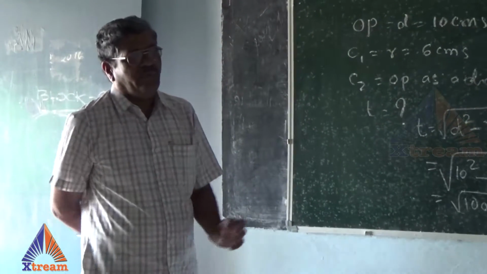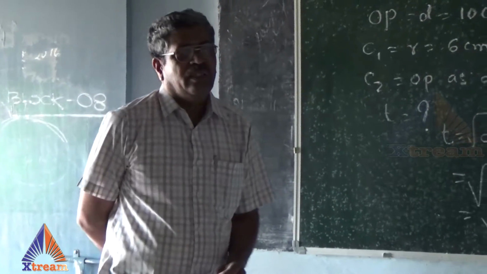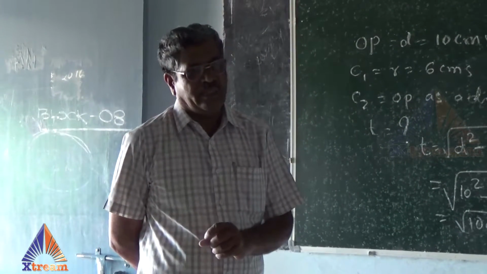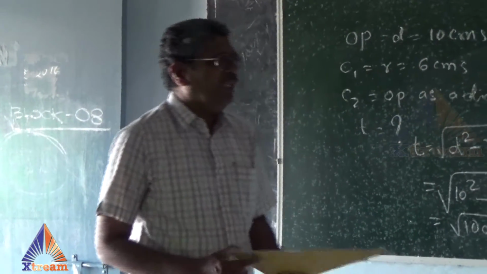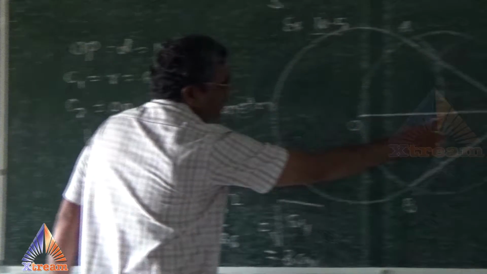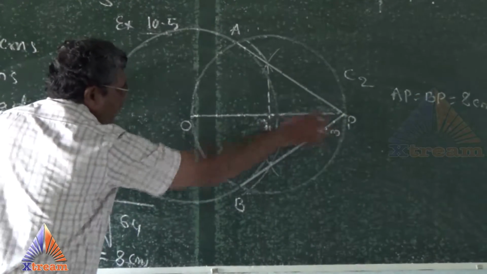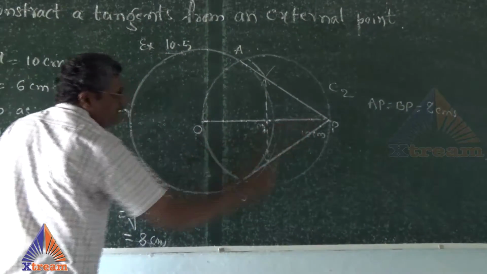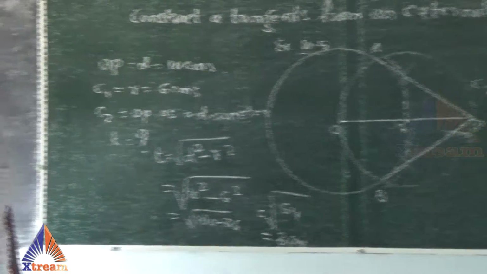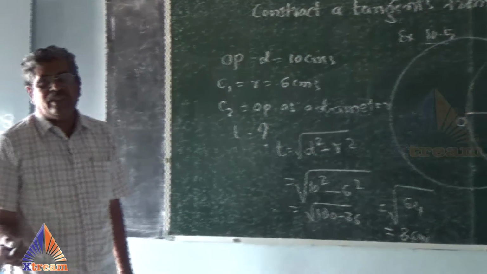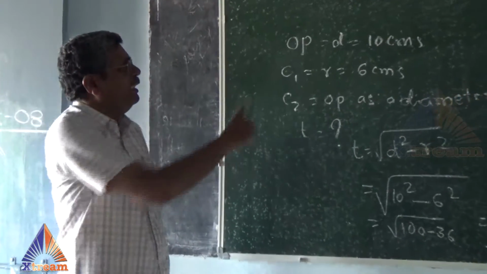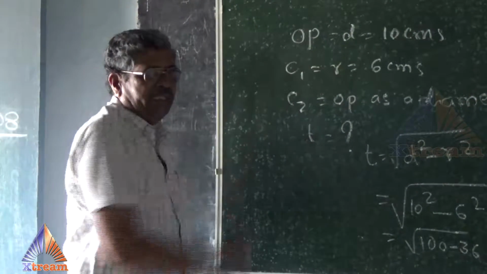But sometimes other problems are given, where the point is away from the circle. Away from the circle means you can choose the point. Here the circle is, this is away, but this is from the center. Children can know this. Here the point is away from the center, and one point is taken directly. OP is equal to d is taken.